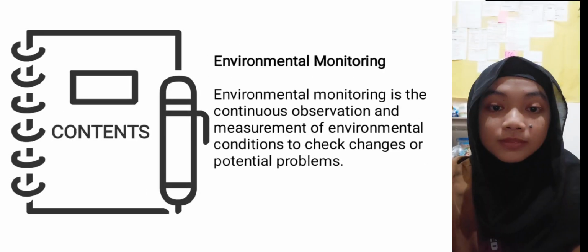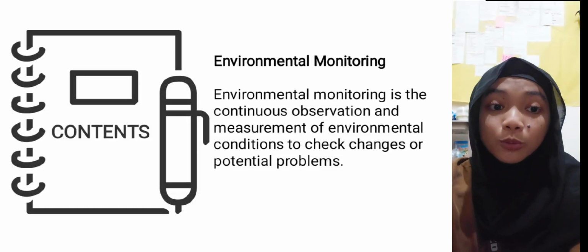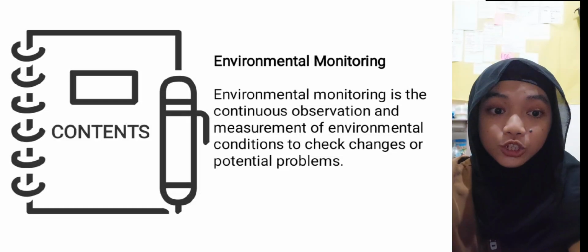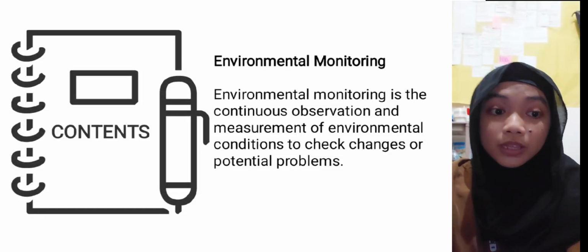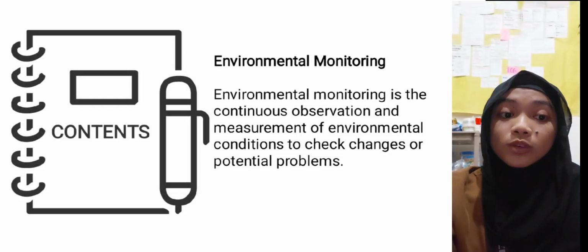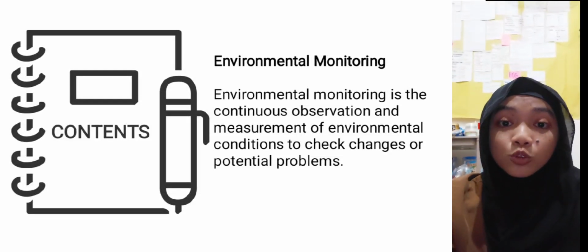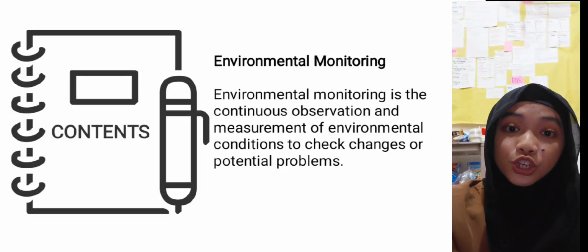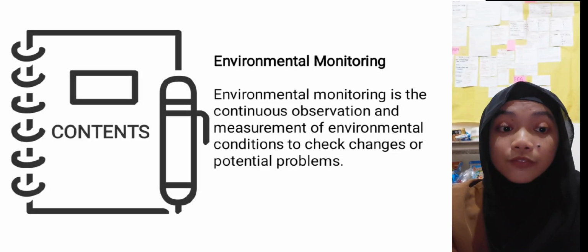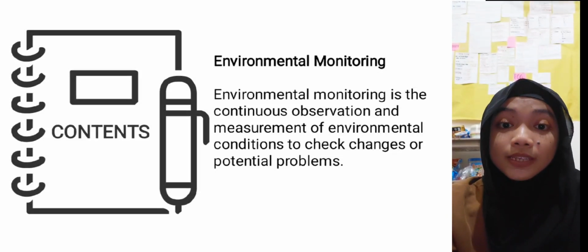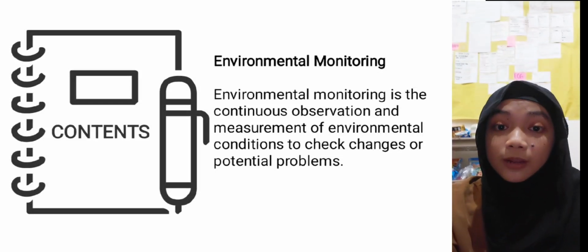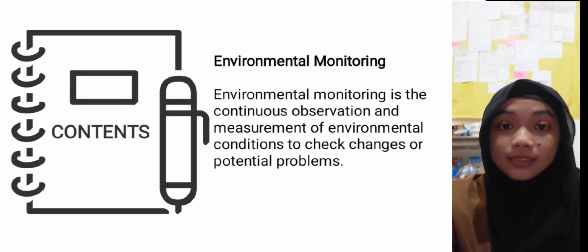Now, let's move on to environmental monitoring. Environmental monitoring is the continuous observation and measurement of environmental conditions to check changes or potential problems. It is done to track changes, detect pollution, and understand how human activities or natural events affect the environment. This process helps scientists and authorities make informed decisions to protect the ecosystem and public health.